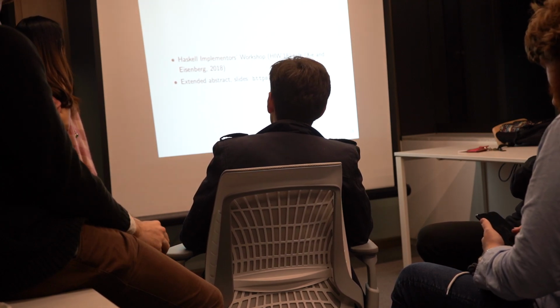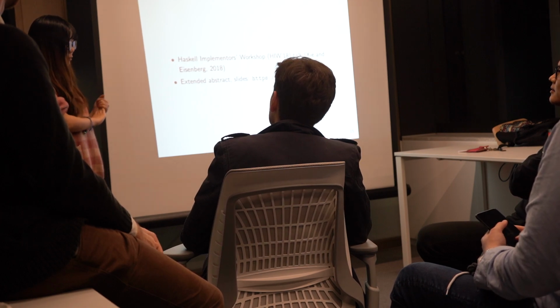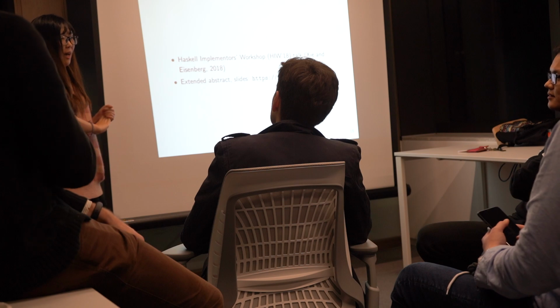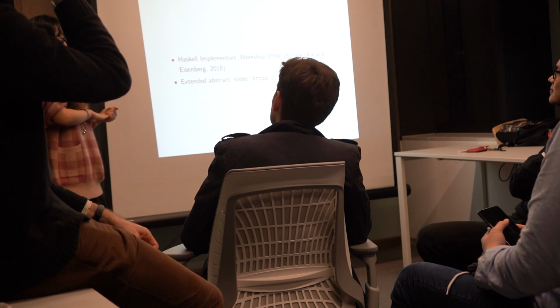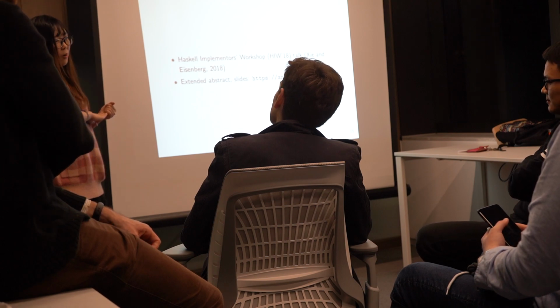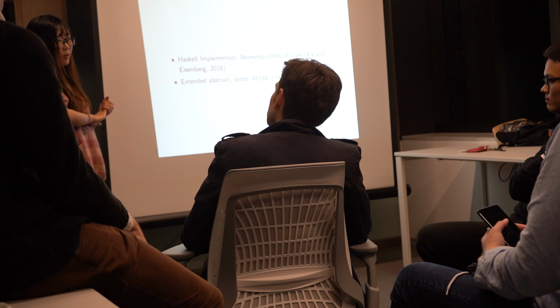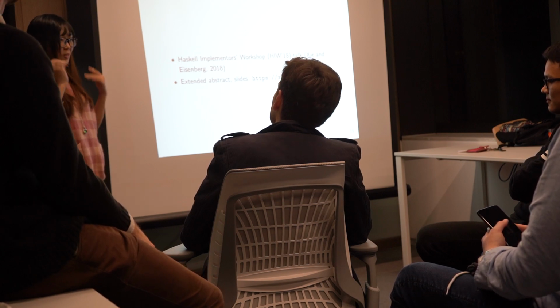So you know about polymorphic types, right? Like for all a, a to a. And coercion quantification is where we have for all c, where c is a coercion. We quantify over a coercion variable. This is a coercion quantification. If you don't understand what I'm saying, that's fine.